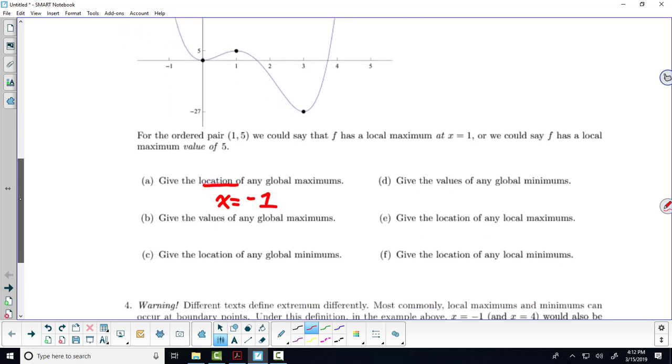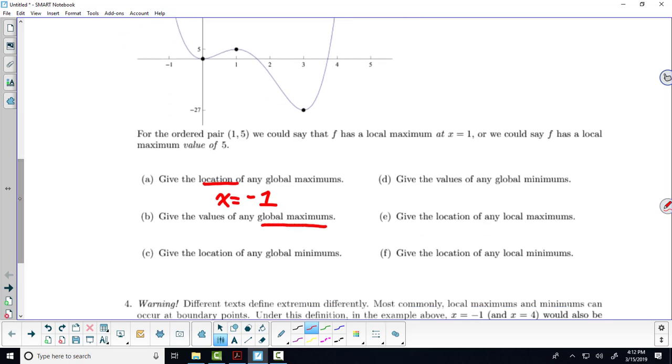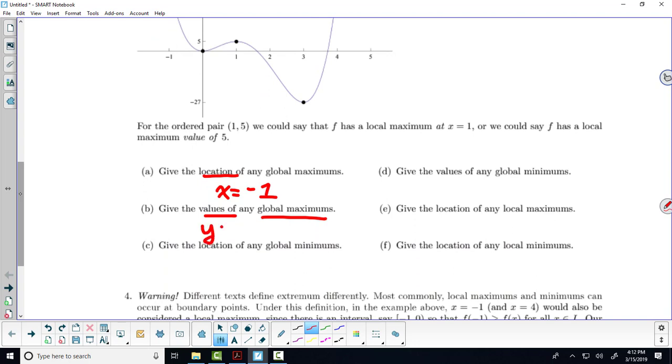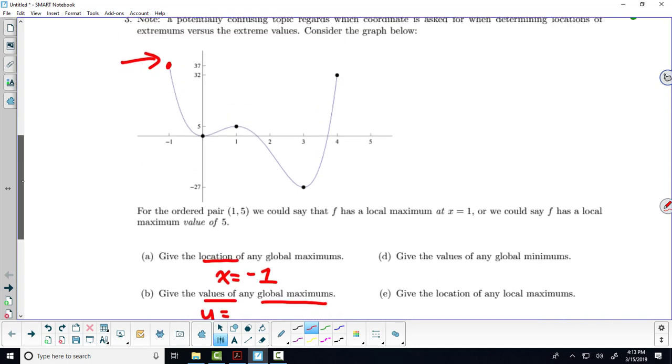If I asked you to give any global maximum values, then the global maximum value is the value y equals 37 here.